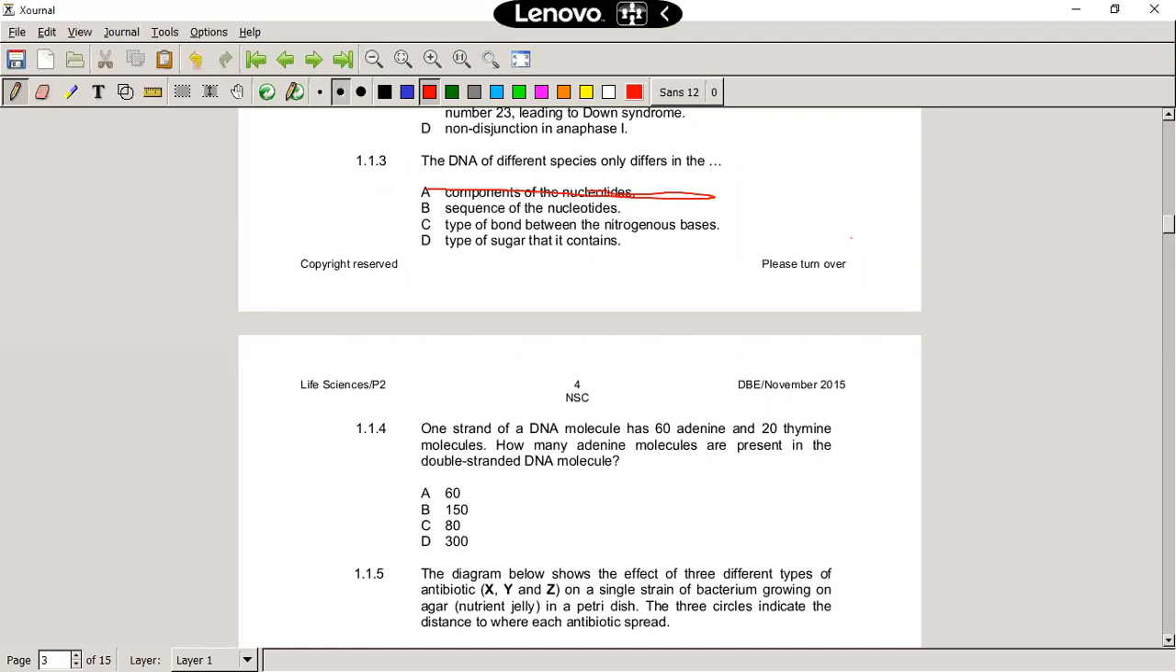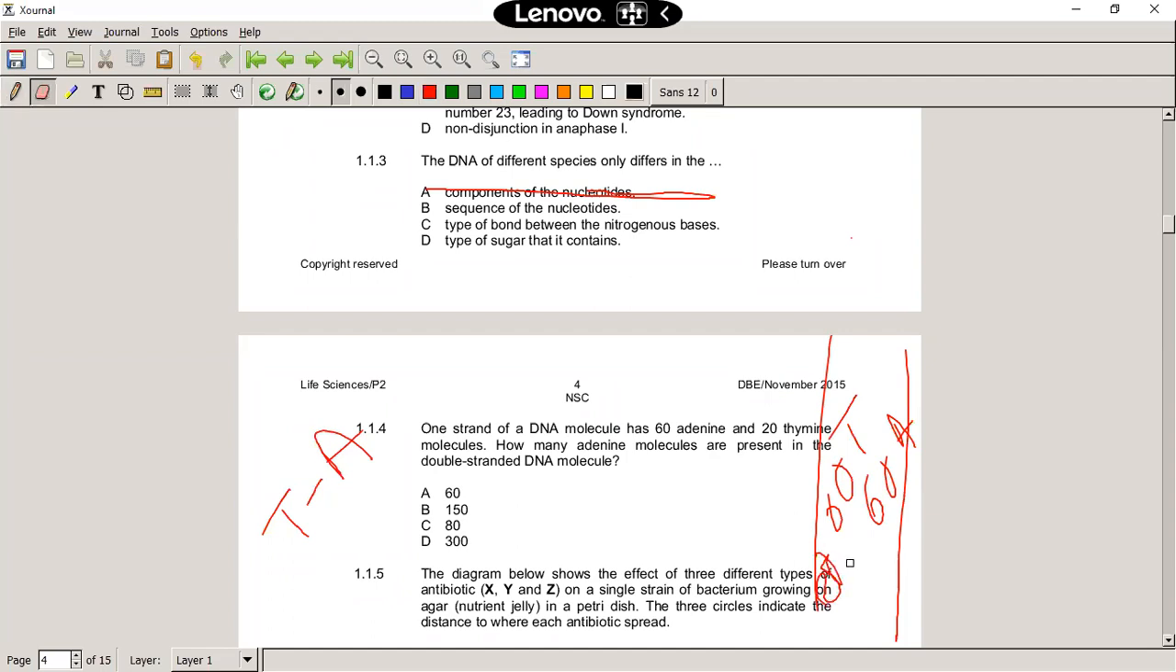Okay, so now remember that thymine will always connect to adenine. So if I've got one strand of DNA and it's got 60 thymines, on the other side there needs to be 60 adenines. And on this side, if there's 20 thymines, there needs to be then 20. I'm just going to erase that because I almost made a mistake.